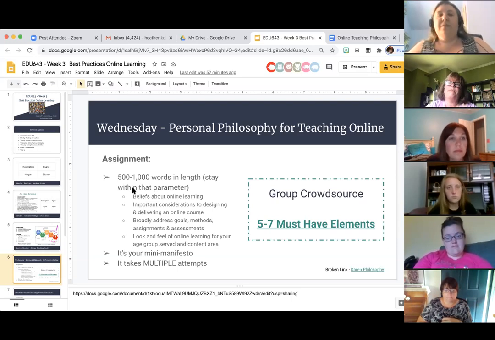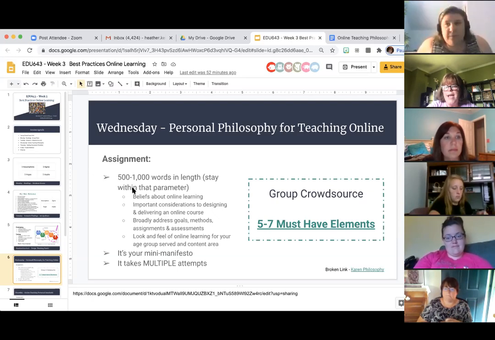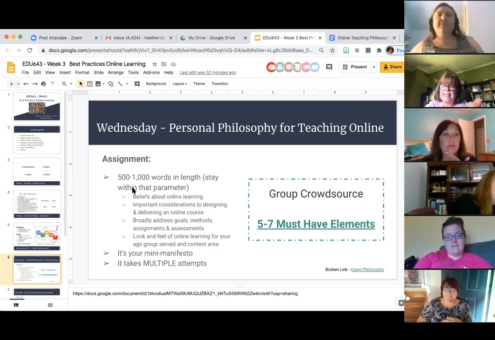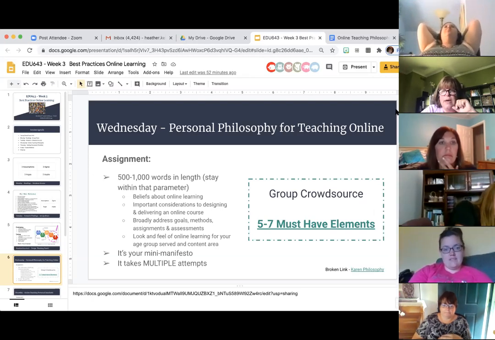So this is your mini manifesto. If somebody met you in the parking lot and said, why do you do what you do? You'd hand this one pager over and go, this is who I am, and this is what it's about. And the biggest piece about this, it's not a one and done. So this can't be a task that you do once and call it good.